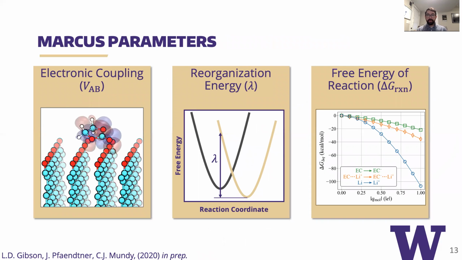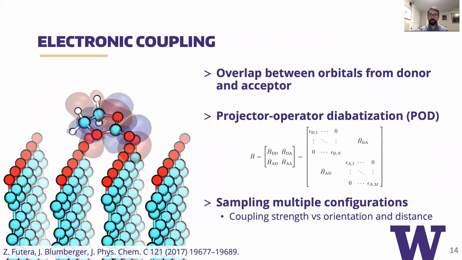So we see that these three parameters need to be calculated in order to compute our rate. And I'll go over how we plan on computing each of these parameters. I'll first start with the electronic coupling. And as I described earlier, this coupling parameter is a quantum mechanical value that describes the overlap you have between the orbitals from your donor and acceptor species. Now, there's not enough time to fully describe the process, but we plan on using the projector operator-based diabatization method to compute these couplings, which simply just lets us define donor and acceptor regions in our system and compute the couplings between them.